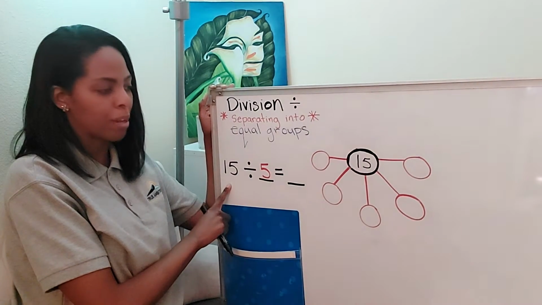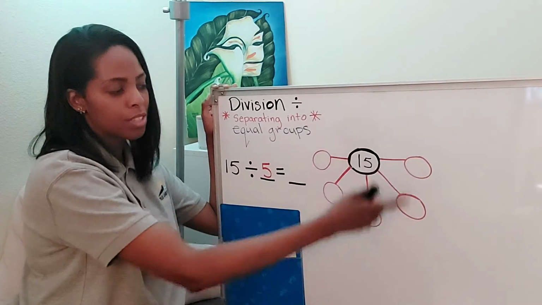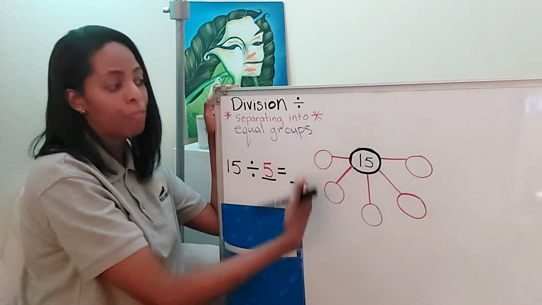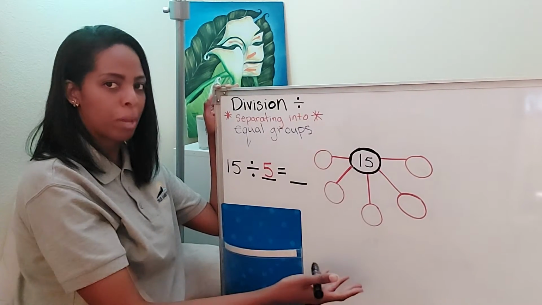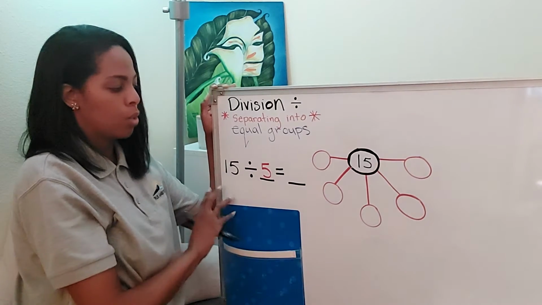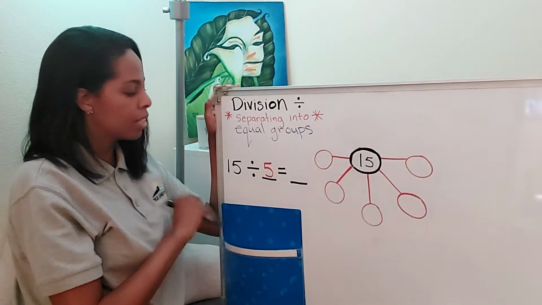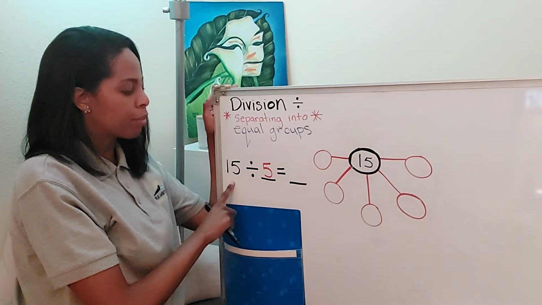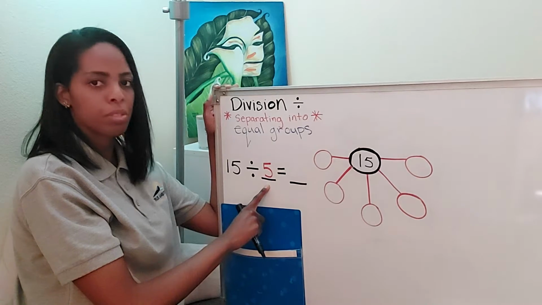So this is our starting amount, 15. I have it here in my number bond. This number bond is a graphic organizer. It organizes our information into a picture format so you can understand what this number sentence really means. Okay? So we have an amount of 15 and we're dividing the 15 into 5 groups.